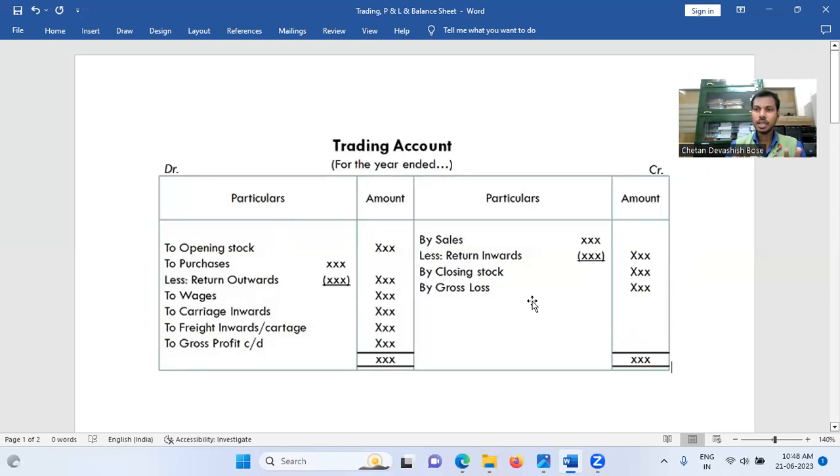But make your life simple and see, this concept is very simple if you understand the logic. If the debit side is more, it means my expenses and my losses are more, then of course it is my gross loss. If my income and gain is more, then of course it is my gross profit. That is how we prepare and close the trading account.